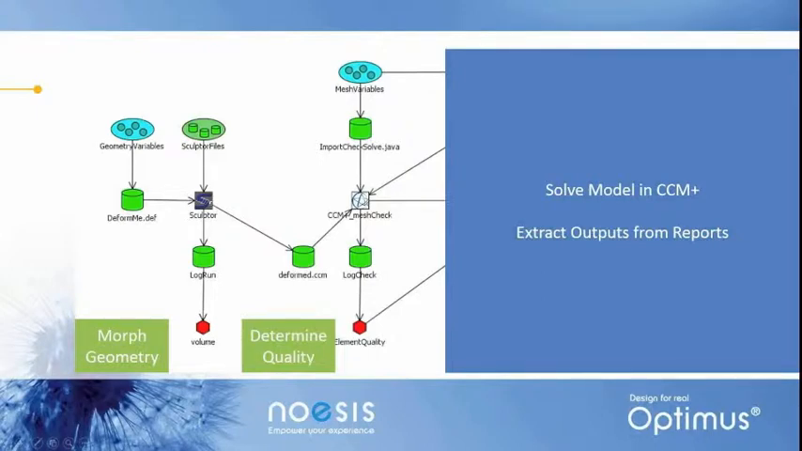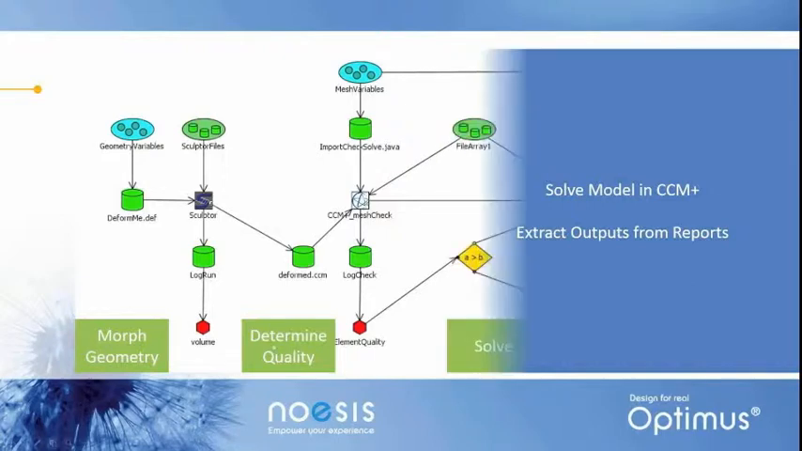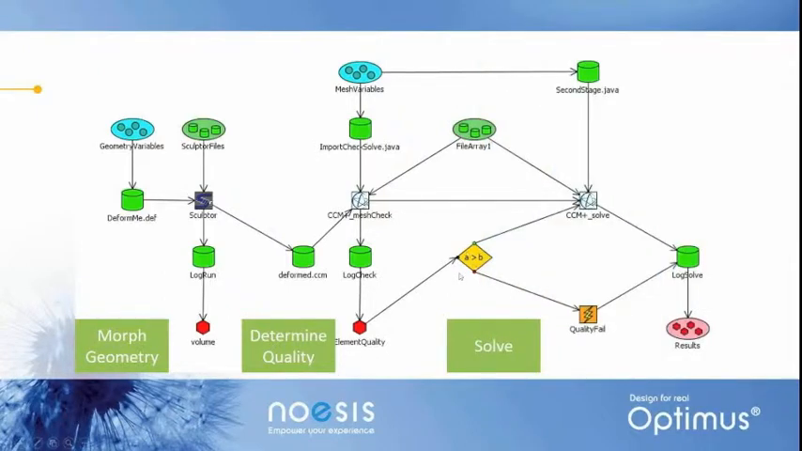Now, the next step is to check the mesh inside of CCM Plus to determine the quality. This could have been done, as Mark said, inside of Sculptor, but we added this extra step to do the check natively inside of CCM Plus. And finally, if the mesh quality is valid, we're able to use Optimus to make a decision about if we should move forward with the analysis or if we should generate a fail condition. And then finally, the red oval in the bottom right is where we extract the outputs from the CFD analysis logs.